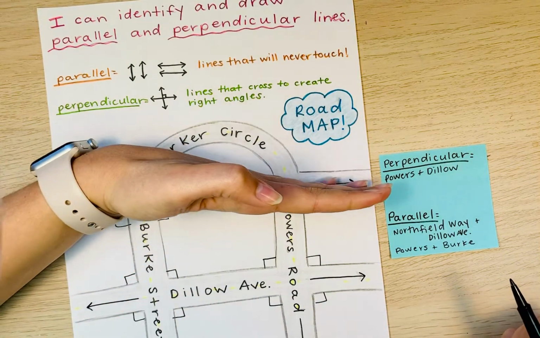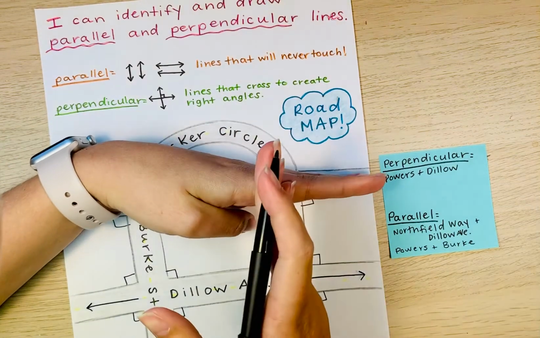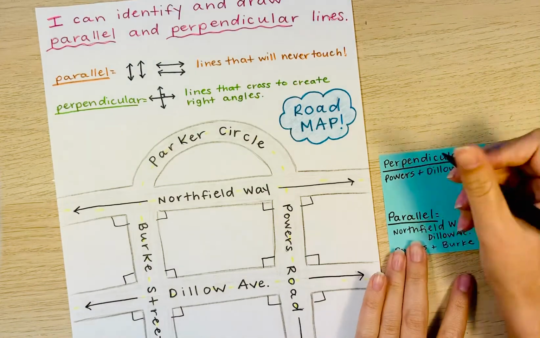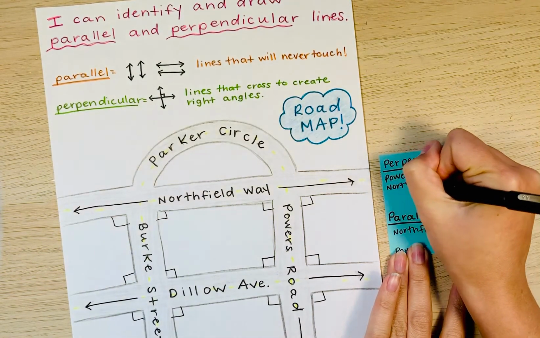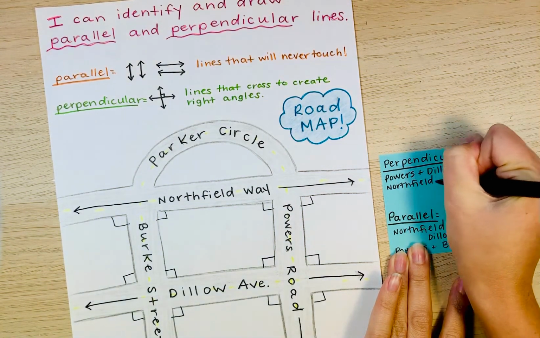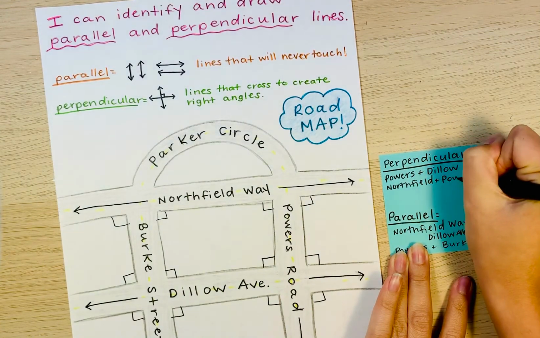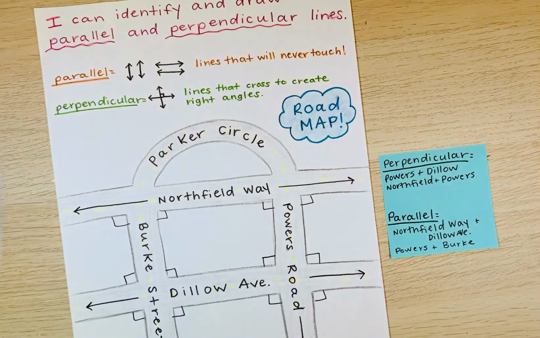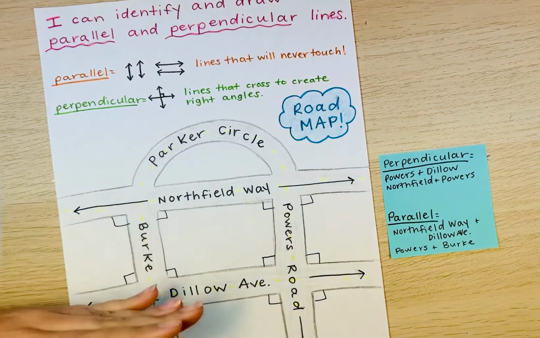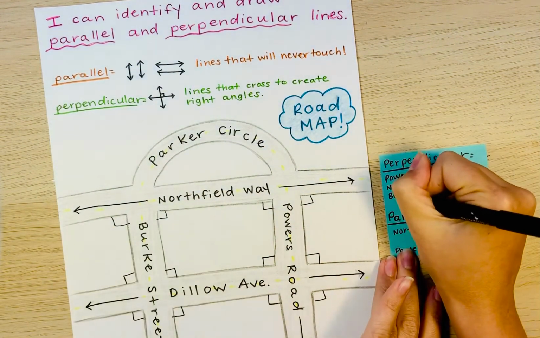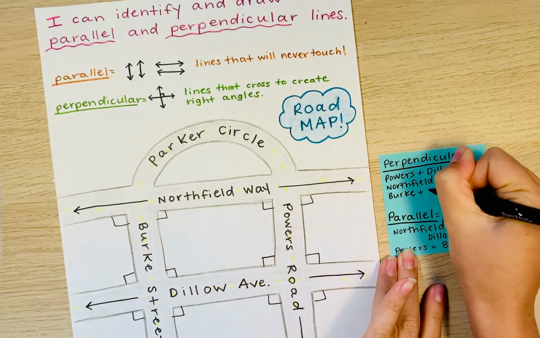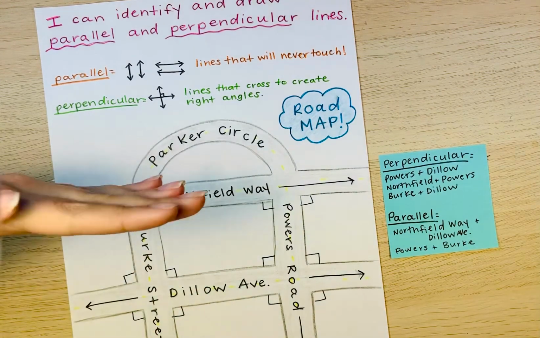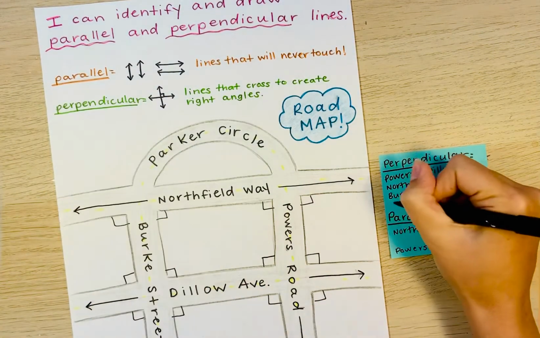With Northfield Way and Powers Road, I can see two right angles there. So Northfield and Powers. And then on the same side, we see perpendicular lines as well. Burke Street and Dillow Ave. So Burke and Dillow, but then also Northfield and Burke.